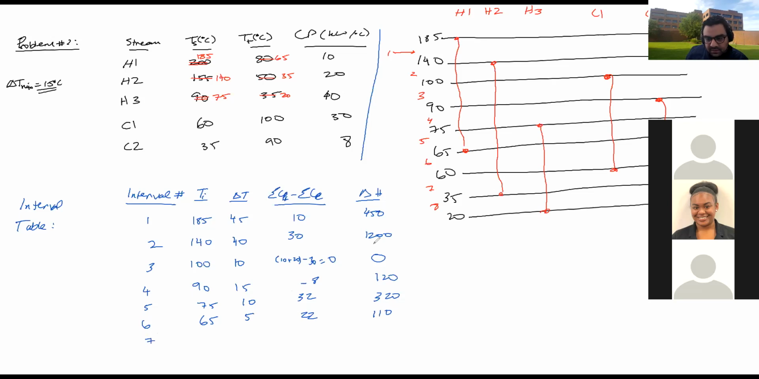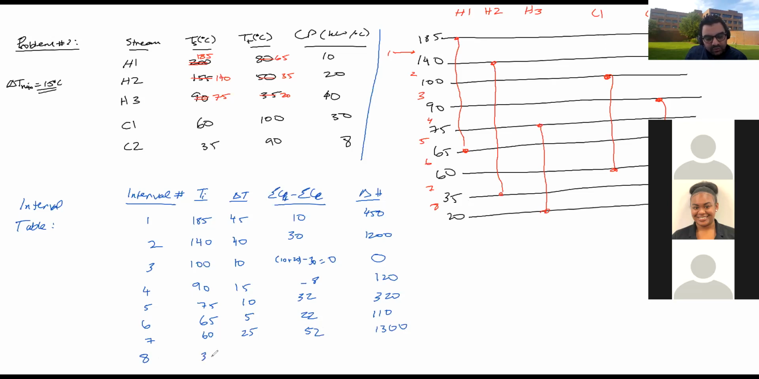Interval 7, initial temperature is 60. Delta T is 60 minus 35, which is 25. And summation of Cp hot, I have two hot streams, H2 and H3. So 20 plus 40 minus one cold stream, which is C2, which is 8. So 20 plus 40 minus 8. This is equal to 52. And then delta H will be 52 multiplied by 25. And this is 1300.